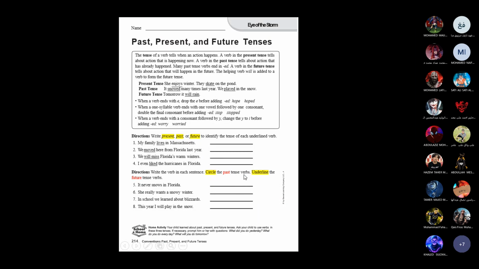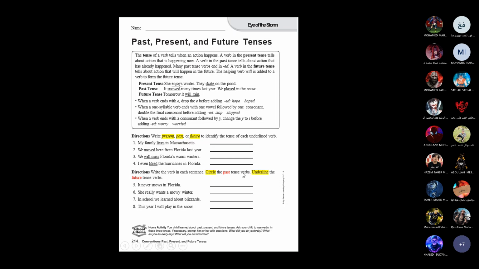Circle the past tense. If it's past, circle it. If it's future, underline it. If it's not past and it's not future, that means don't do anything, just leave it as it is. Understand? So again, Abdulaziz, answer that question, question 2.